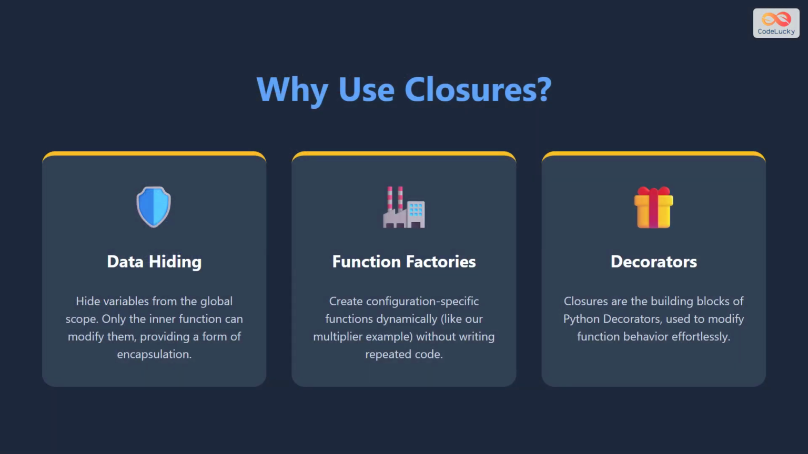Why should you care? Closures are powerful for data hiding. They let you hide variables so they can't be touched by the global scope. They are also perfect for function factories, like we just saw, and they are the secret machinery behind Python decorators, which are used everywhere in modern Python frameworks.